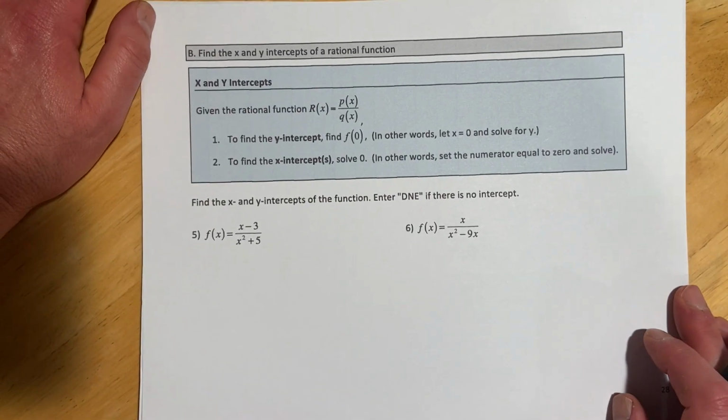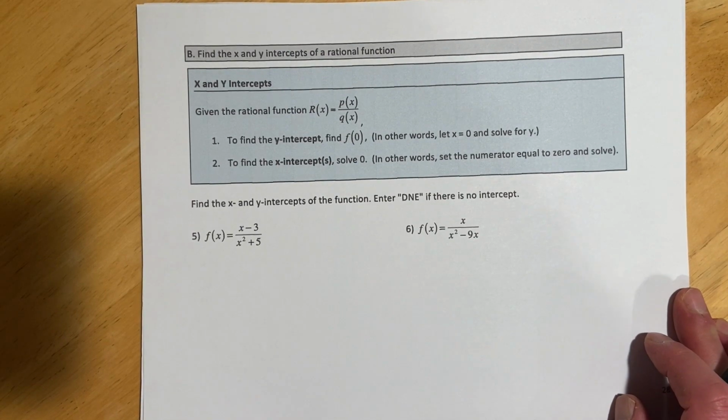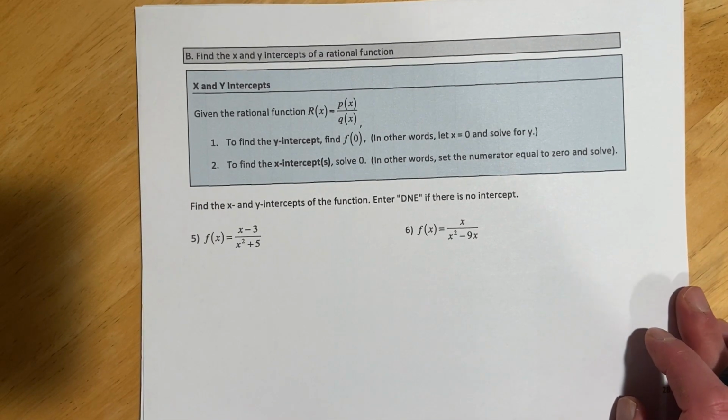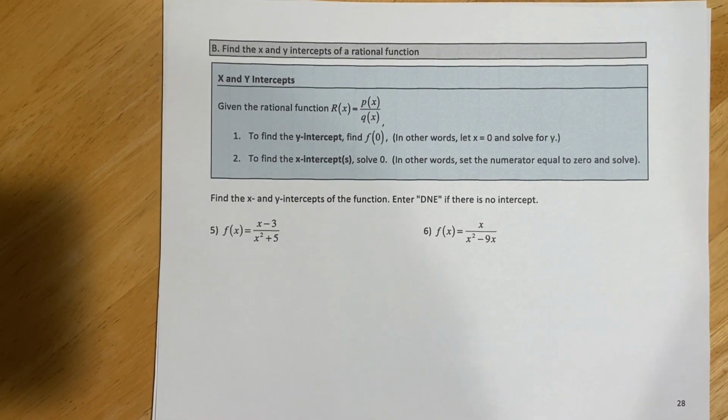Hey everyone, this is Derek, and in this video we're looking at finding x and y intercepts for rational functions. So just like any other function, to find an x-intercept we're going to let y equal 0, and then to find the y-intercept we're going to let x equal 0.